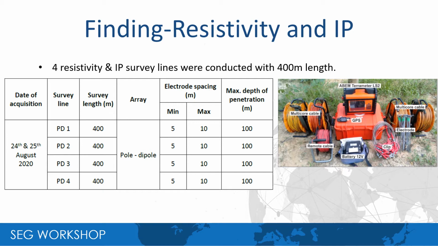So for the resistivity and IP method, we deployed the ABEM Terrameter LS2 to get resistivity and IP data, on 4 survey lines of 400 meters each, using a pole-dipole array. Basically we get a maximum depth of penetration of around 100 meters for each survey line, and all the data acquisition was completed in August 2020.